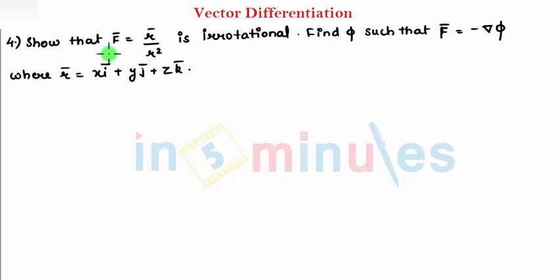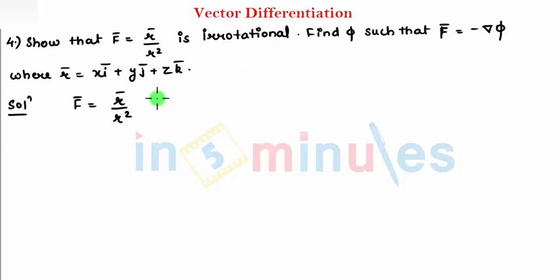We need to show that f bar is equal to r bar divided by r square is irrotational, and we also need to find phi such that f bar is equal to minus of del phi, where r is xi plus yj plus zk. So that's my position vector. So first I have f bar is equal to r bar divided by r square. Let's prove this is irrotational.